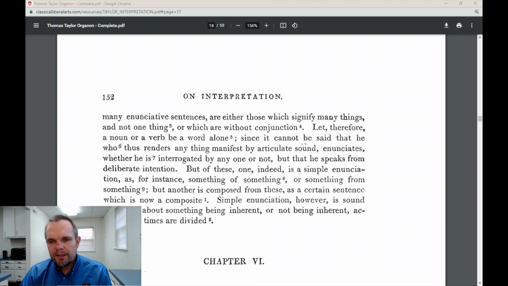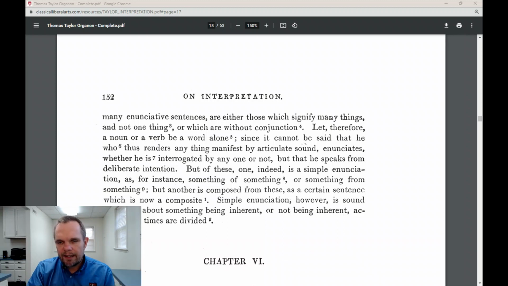It cannot be said that he who thus renders anything manifest. To render something manifest is to simply speak. It's to reveal the thoughts of one's mind. To render something manifest. To speak. We have an idea. The idea exists in our soul, and we render that idea manifest by speaking it.